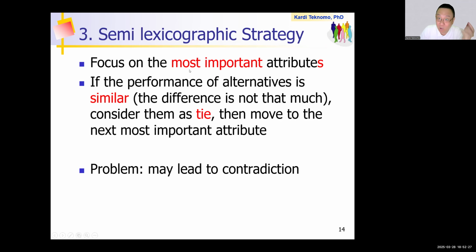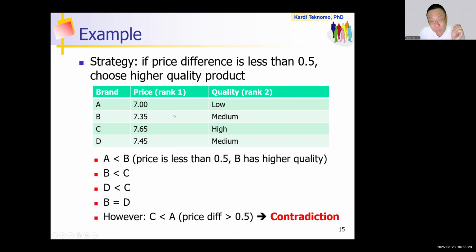But there is still some problem. Why? Because it actually leads to a contradiction. I will show you in an example. Say your strategy is this way, based on semi-lexicographic. You set a threshold. You have 2 attributes, price and quality. Of course, price is important for you, rank 1, and quality is rank 2. So now you set up this strategy: if the price difference is less than 0.5, then choose the higher quality product. If the price difference is larger than 0.5, you choose based on price and ignore the quality. That is exactly semi-lexicographic: focus on the most important attribute, unless they are tied, right?